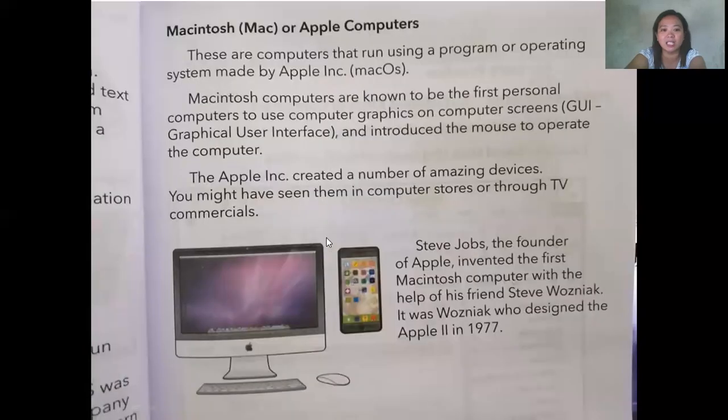And the last one is the Macintosh or Apple computers. These are computers that run using an operating system made by Apple Incorporated. Macintosh computers are known to be the first personal computers to use computer graphics on screens and to introduce the mouse to operate the computer. Apple has created a number of amazing devices, and you might have seen them in computer stores or in TV commercials. Steve Jobs, the founder of Apple, invented the first Macintosh computer with the help of his friend Steve Wozniak. It was Wozniak who designed the Apple II in 1977. So Apple has been around for a long time.